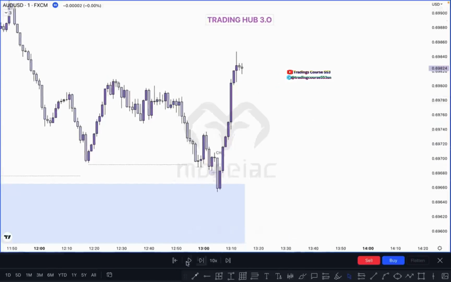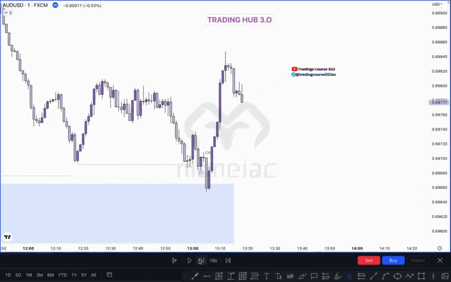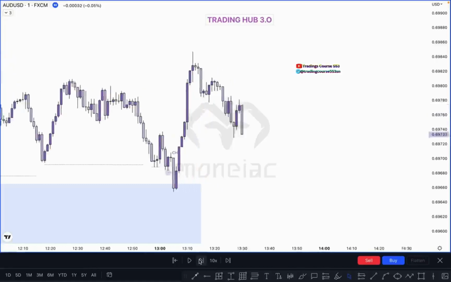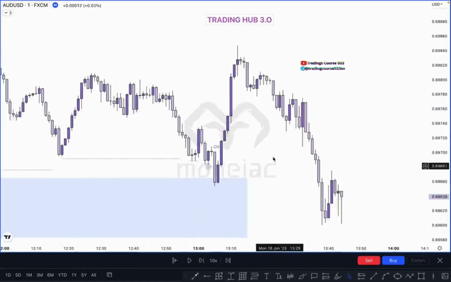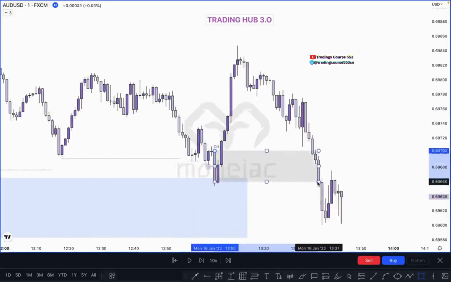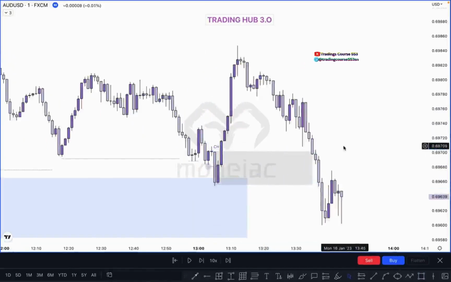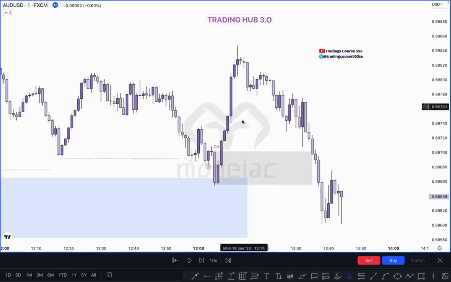So let's see what happened next, and wait for the inducement to be created. Right now there is no inducement here. Okay, look at this, why did this move happen here? If you are trying to buy here on this bullish order block, this is not valid. Why? Because the market did not create any inducement. If the market creates an inducement here, then definitely you can buy here, right?